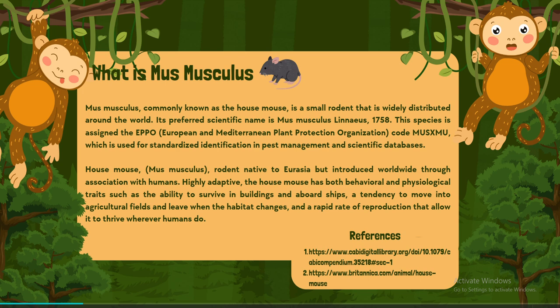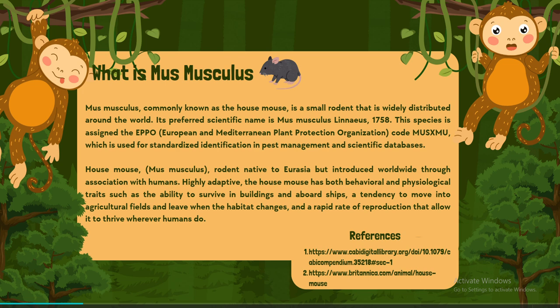Now I will explain what Mus musculus is. Mus musculus is commonly known as the house mouse. It's a small rodent that is widely distributed around the world. Its preferred scientific name is Mus musculus Linnaeus, 1758. This species is assigned the EPPO code, from the European and Mediterranean Plant Protection Organization, which is MUSXMU, used for standardized identification in pest management and scientific databases.